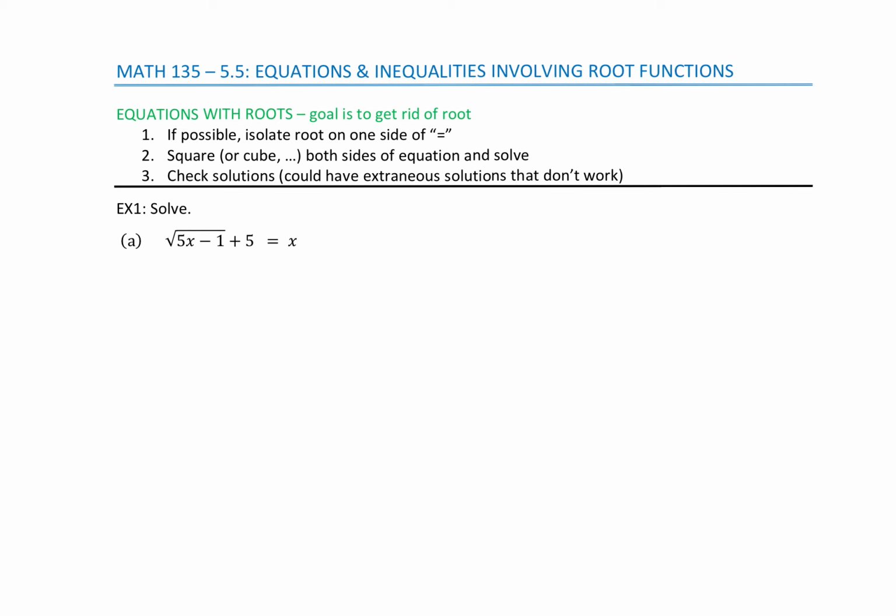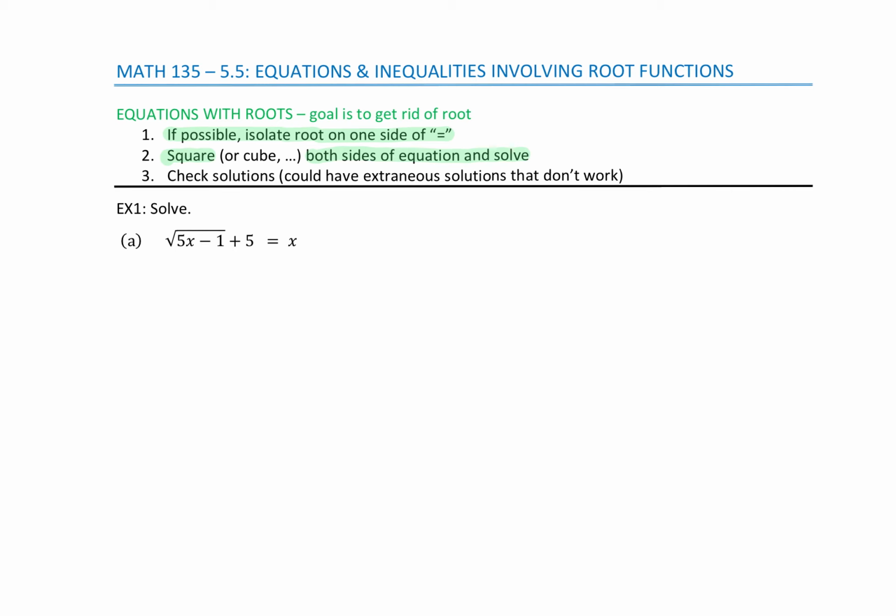So the goal here is to get rid of the root, because if there's a variable underneath it, you have to get the variable out from underneath the root to solve for that variable. If possible, you're going to isolate the root on one side of the equal sign. Sometimes it's not possible. And then once you do that, if it's a square root, you're going to square both sides of the equation and then solve. That way you would be getting rid of the square root.